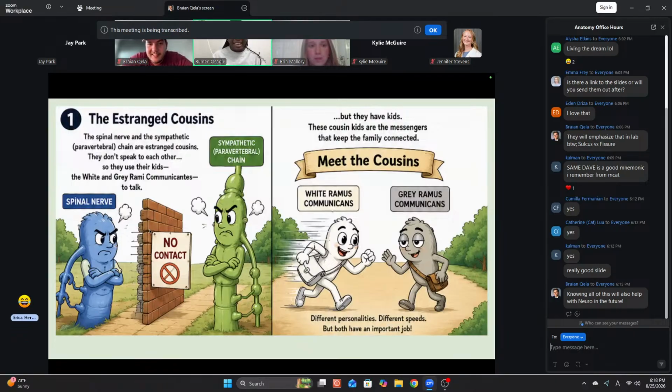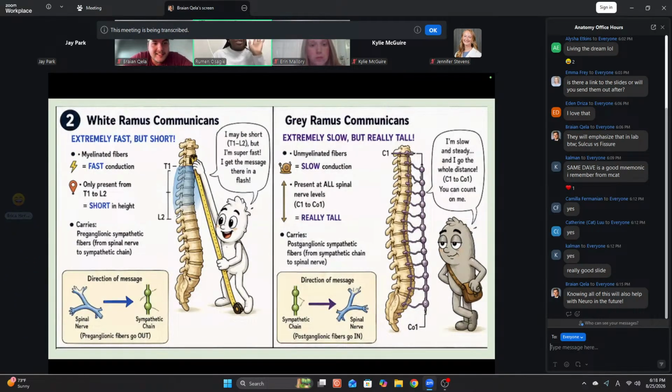Okay, so moving on to the next slide. The white ramus communicans is short, but he's fast. Okay, he's only from T1 to L2, but he's really fast because he's myelinated, okay? And he's carrying preganglionic fibers from the spinal cord into the sympathetic chain. The gray ramus communicans is really tall, but he's extremely slow. So tall because he goes throughout the whole spinal nerve levels, and slow because he's unmyelinated, okay? And then he's going to be carrying postganglionic fibers from the sympathetic chain into the spinal nerve.